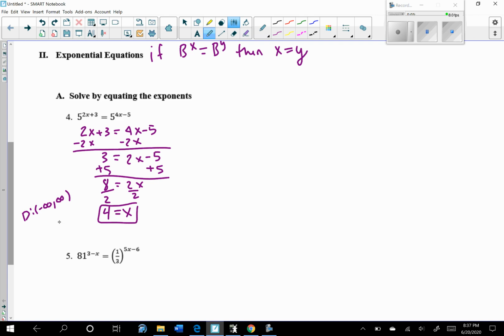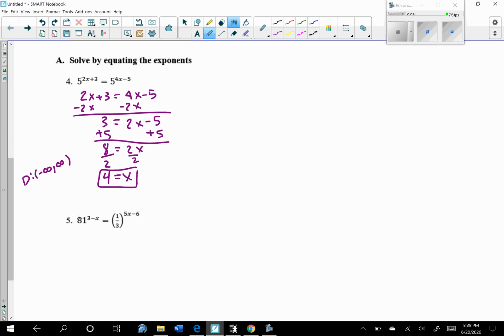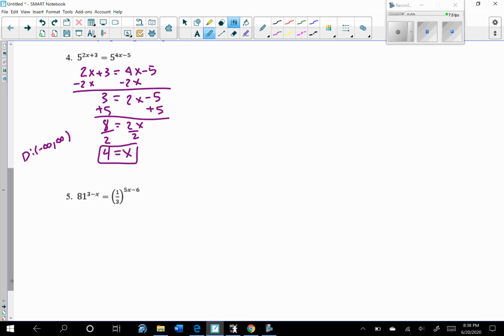So looking at question number 5, again, we're solving by equating the exponents. So for this, notice that the bases are not the same, but the question is, can we make the bases so that they are the same? The answer is yes. So when you're making the bases the same, always look at the smaller one to kind of guide you, and be careful.